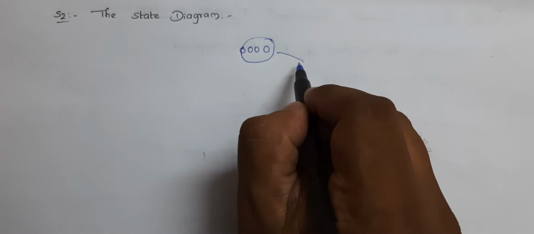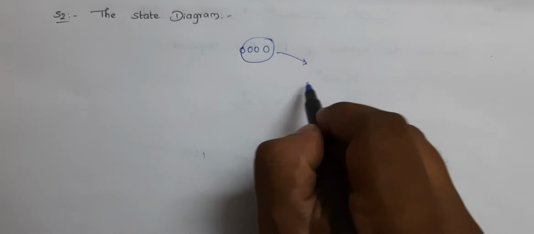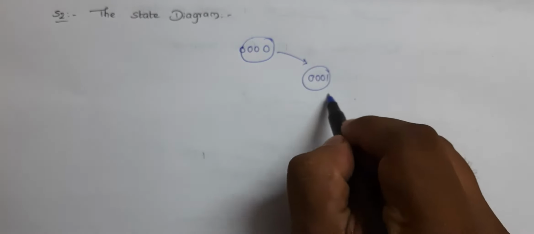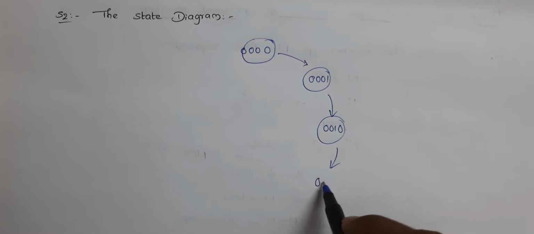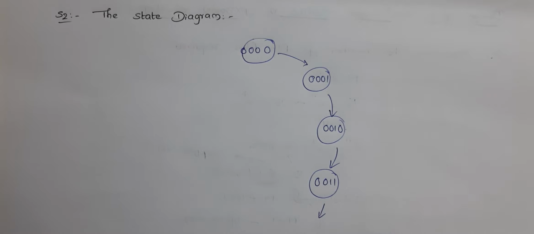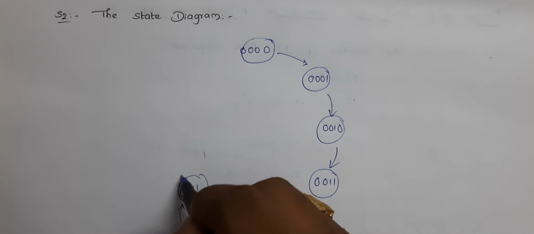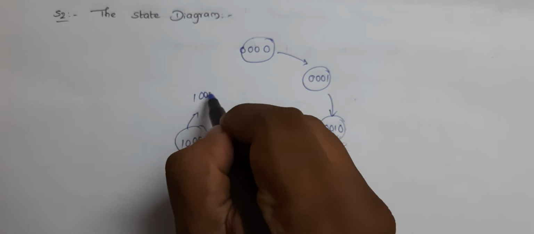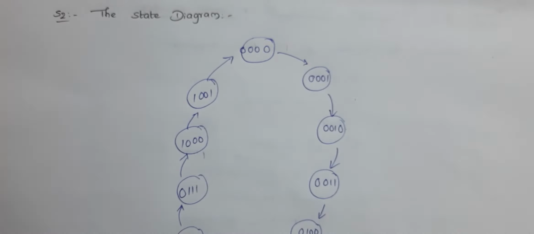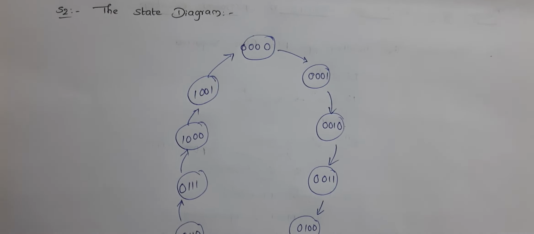Okay, and if it is up counting, and the sequence is in increasing order, so 0 0 0 1, and 0 0 1 0, and then 0 0 1 1, and 0 1 0 0, and 0 1 0 1, and 0 1 1 0, and 0 1 1 1, and next 1 0 0 0, and 1 0 0 1, and it ends with again 0 0 0 0. Okay, but this is the state diagram for which counter?